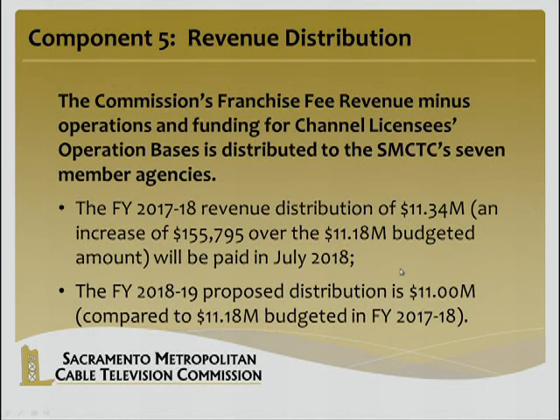And this year's budget, which I'll be talking about in just a little bit, the proposed distribution is $11 million for next year. That would be paid in June of 2019. Sorry, I can't count. And obviously, just like this year, if there's any additional revenue, then that would be added to the revenue distribution then.